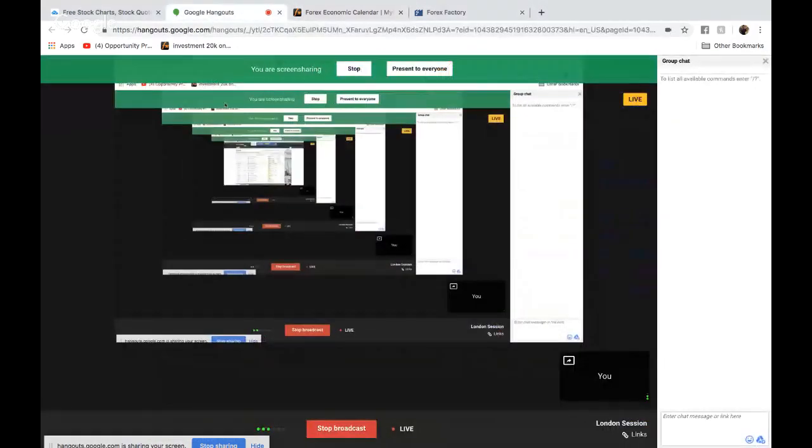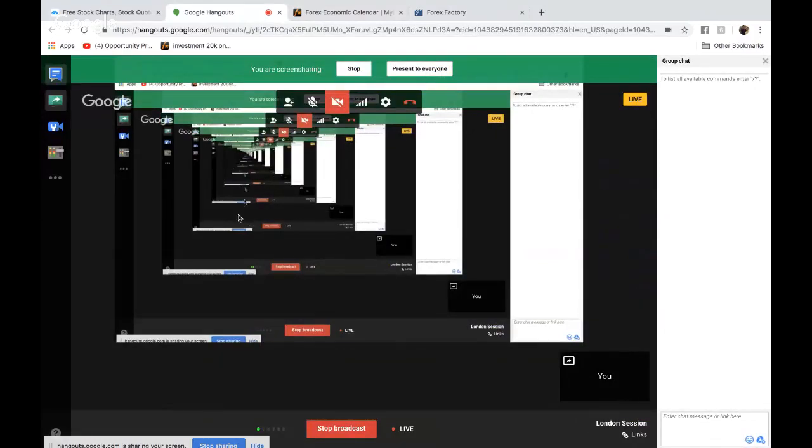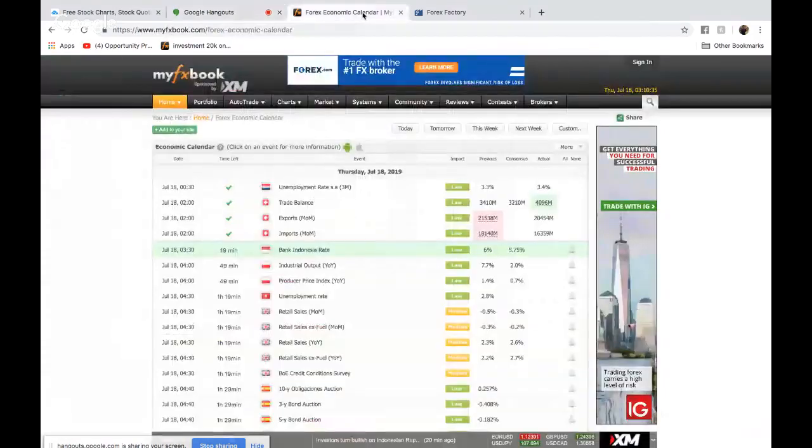So you should be able to see my screen. Let me just verify that, one moment. And just so you guys are aware, currently I am looking at MyFXBook for economic fundamental news to see what currency pairs might have that volatility that we're checking out.